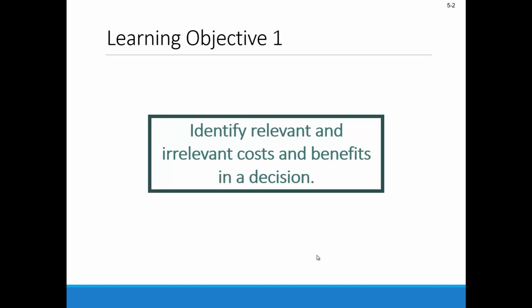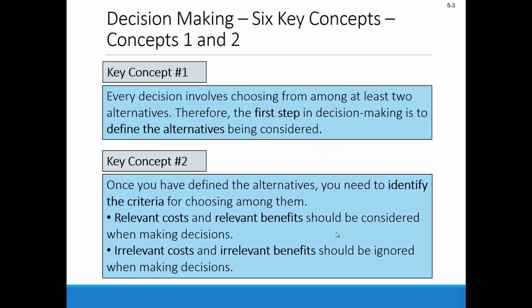particular decision. So a few key concepts for us to consider as we get started in thinking about these various decision-making contexts. Every decision really involves picking from at least two alternatives. Otherwise, there wouldn't be a decision to be made. So the first step in decision-making is to define the alternatives or the courses of actions that are being considered. Once we've defined alternatives, we need to identify some set of criteria for picking amongst them.